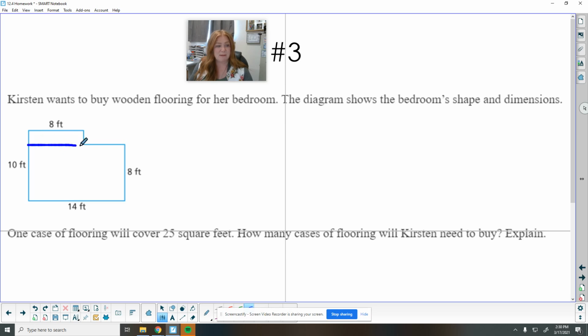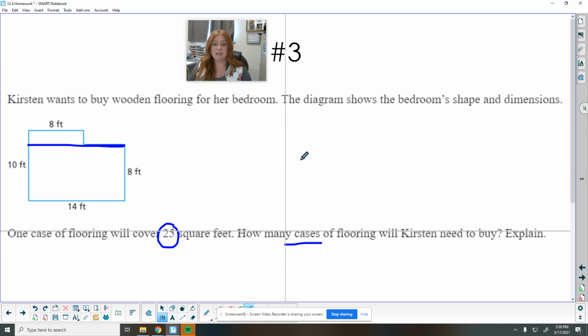So let's just keep that big one there and then cut it straight across and find this little one up here. So then it goes on to tell us that one case of flooring covers 25 square feet. It wants to know how many cases does she need to buy.